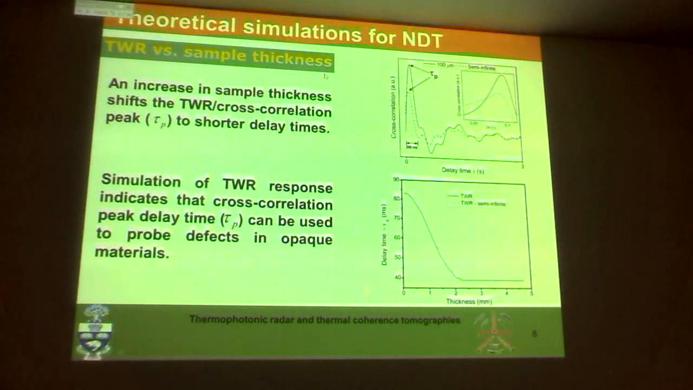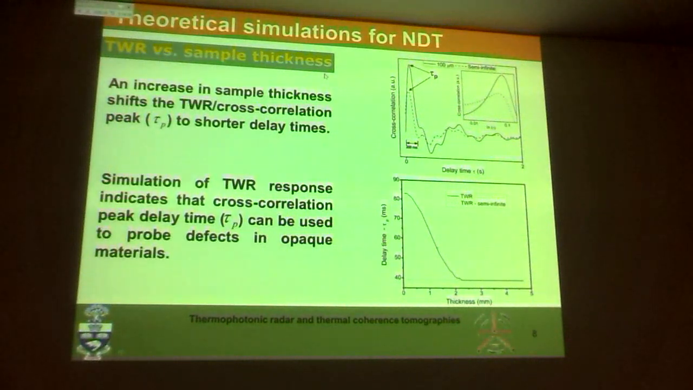So you look at this delay time versus thickness. What I'm finding is that as thickness increases, the delay time decreases. What is the delay time in cross-correlation? It is where the signal is coming from. So I have a delayed time, so this is a semi-infinite medium. I have a delayed version of the input waveform, and it correlates with what comes out to me.